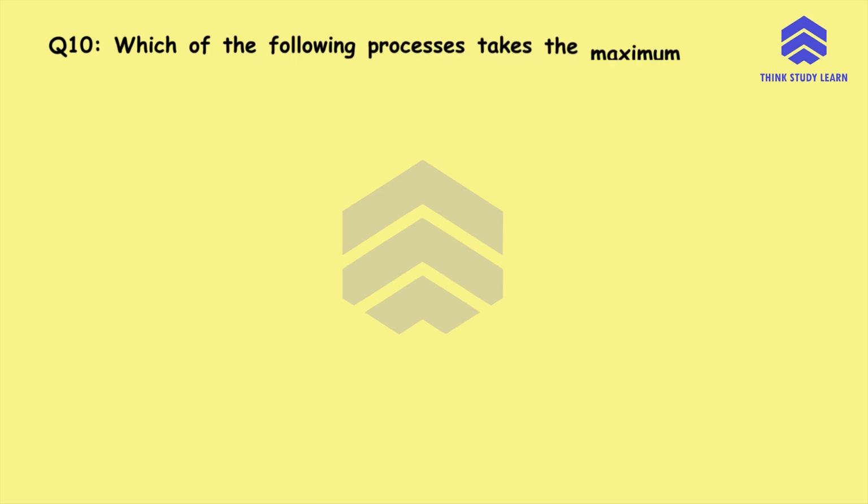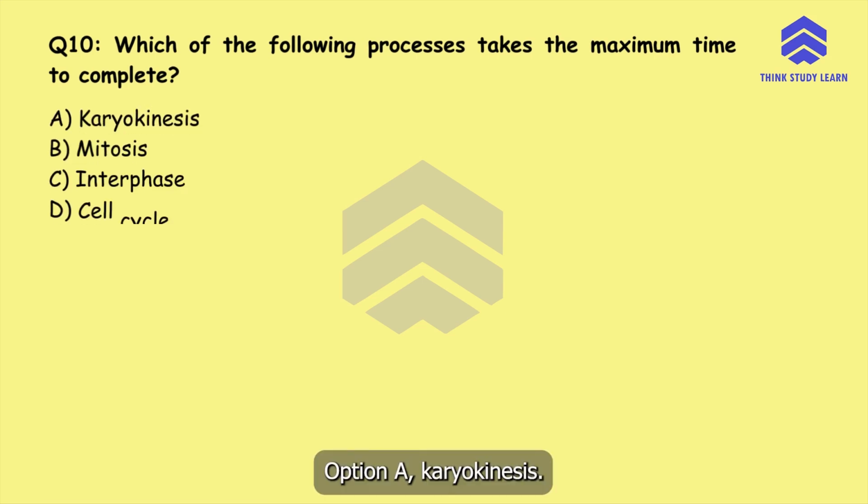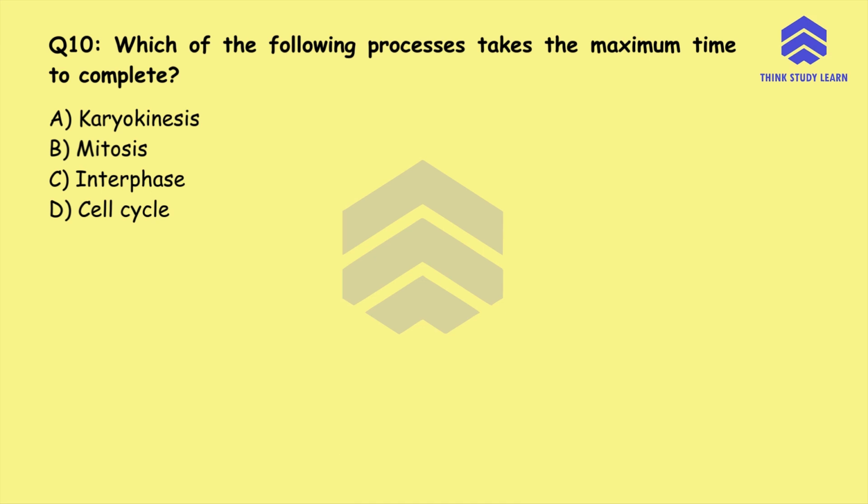Question number 10. Which of the following processes takes the maximum time to complete? Option A, karyokinesis. Option B, mitosis. Option C, interphase. Or option D, cell cycle.